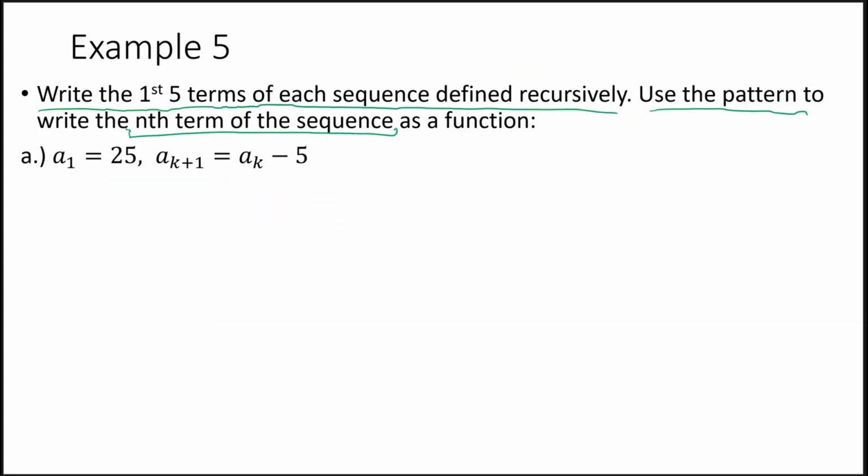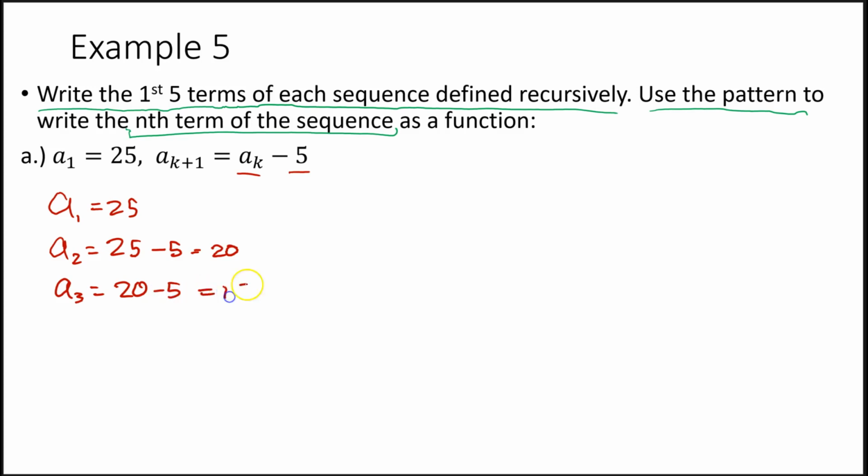So we're going to go ahead and find my terms. So a sub 1 is 25. A sub 2, I look over here. Okay, I'm taking that term and minusing 5. So 25 minus 5 is 20. Alright, a sub 3, I take 20 minus 5, I get 15. And then if I want a sub 4, I take 15 minus 5, get 10. And a sub 5, I take 10 and minus 5, and get 5. Alright, so there's my first 5 terms.